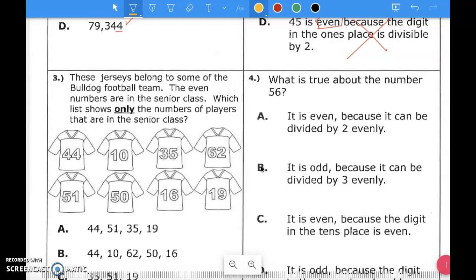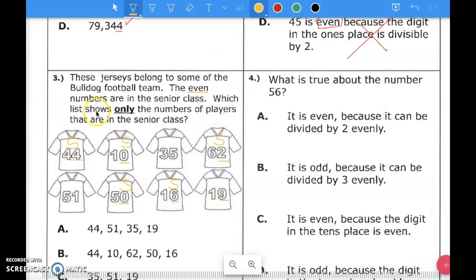Number 3, these jerseys belong to some of the Bulldog football team. The even numbers are in senior class. Okay, so before I continue reading, I'm just going to identify the senior class with a letter S. So even number. This is an even number, so this is a senior class. Even number, senior class. 5, no. 2, yes, this is a senior class. 1, no. 0, yes, is a senior class. 6, yes, is a senior class. 9, no. I'm going to keep reading.